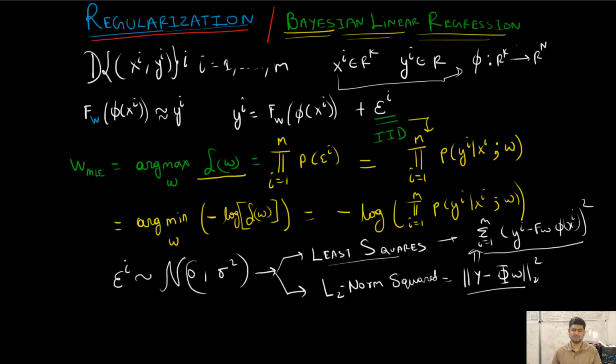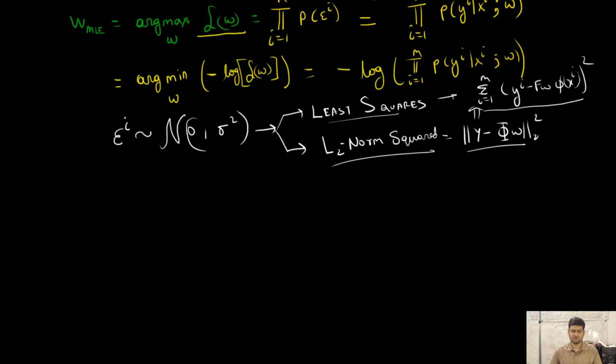And it's also in vector form. It's also y minus phi times w, L2 norm squared. That's why it is known as the L2 norm squared error function, basically. So the Gaussian assumption, assuming that the noise has this normal distribution, leads to least squares, or in other words, the L2 norm squared error function.